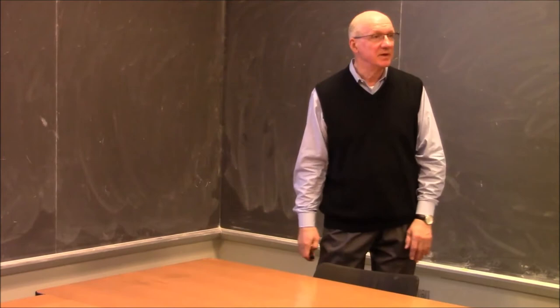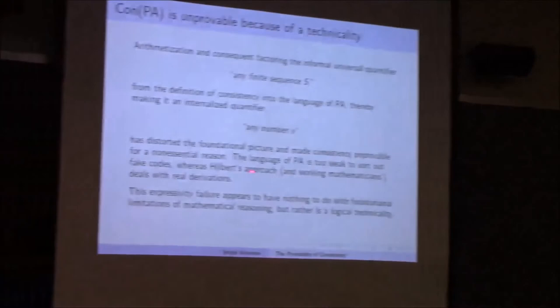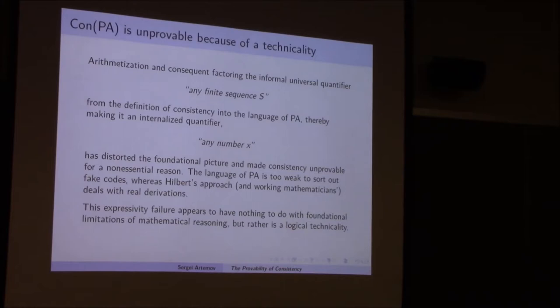The weakness of the first order language. So the language of Peano is too weak to sort out fake codes, whereas Hilbert's approach and working mathematicians... all this project actually came out of my sincere discussion with the real mathematicians.